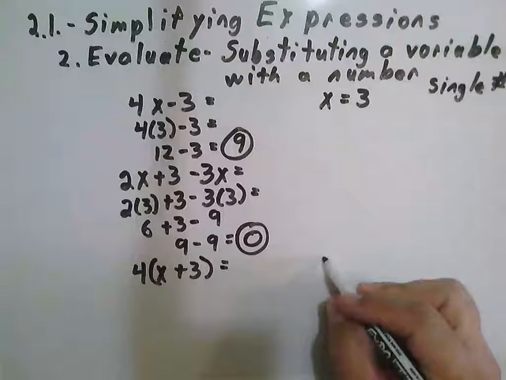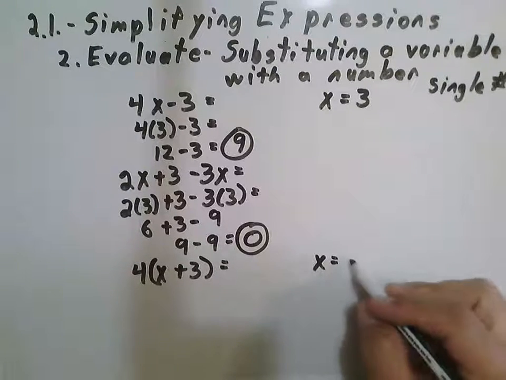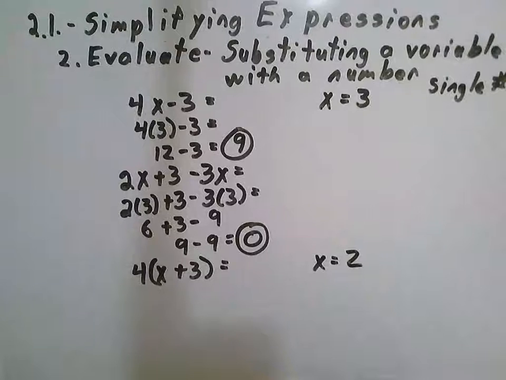So for this one, I'm just going to change this a little bit. I'm going to say for this one, x is equal to 2. Now, I can either distribute these, which means 4 times x and then 4 times 3. But because it's in parentheses, it's easier just to substitute the number in, because then you're just working with straight numbers and you don't have to worry about variables.